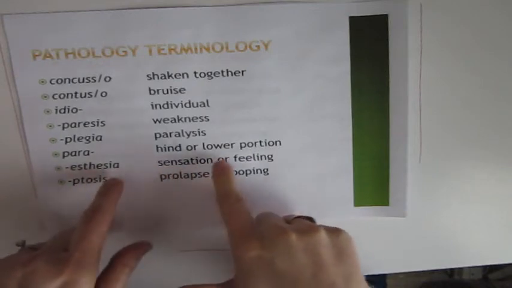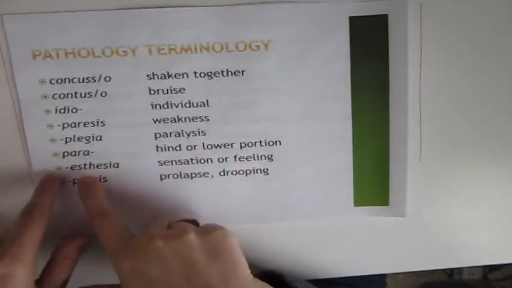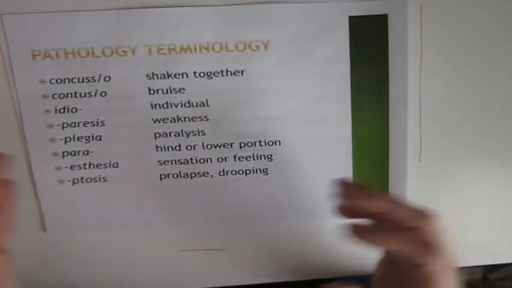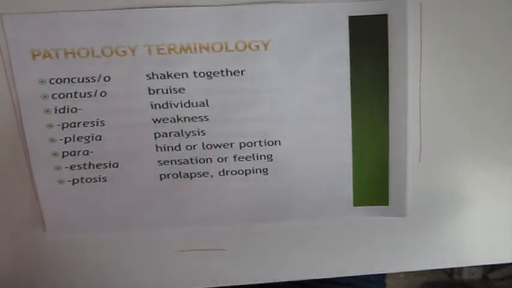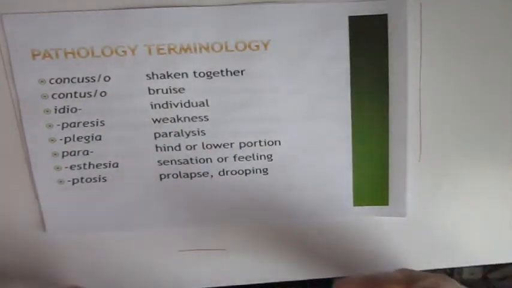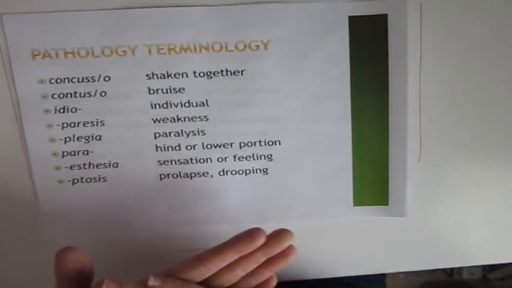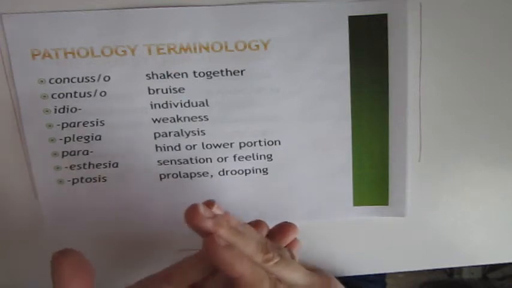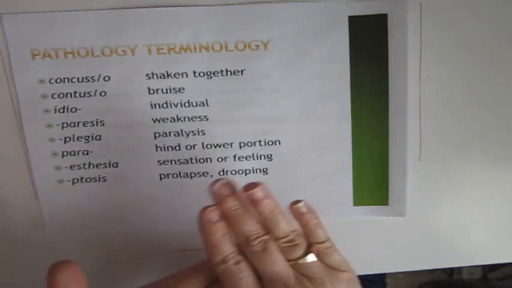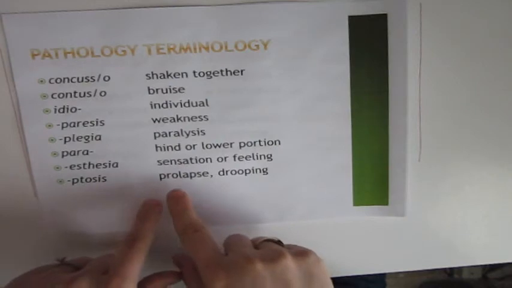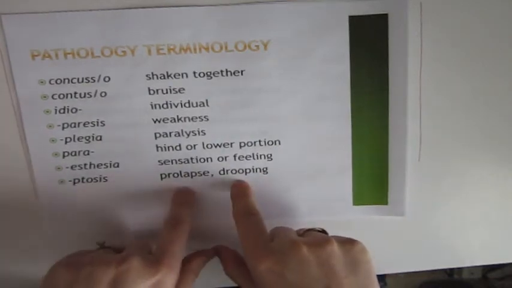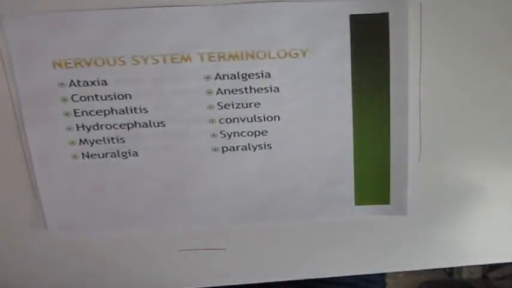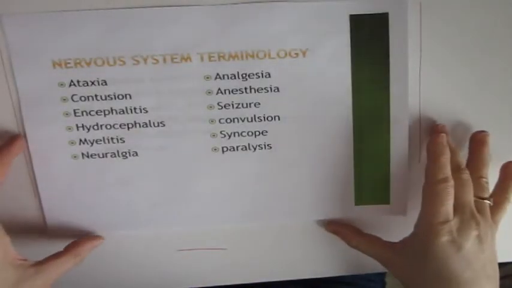Aesthesia, alright, sensation or feeling. So if you are under anesthesia, meaning without sensation or feeling, which is good for the animals who are having painful procedures done, like taking out their ovaries and their uterus, right? We would want that animal to have no sensation or feeling or consciousness. Prolapse, ptosis, so prolapse or drooping, okay? That's what ptosis means.